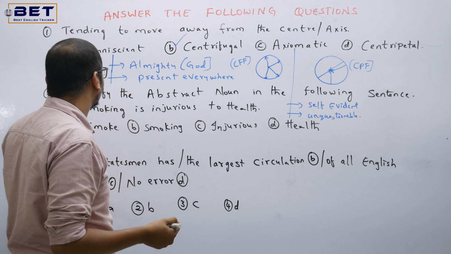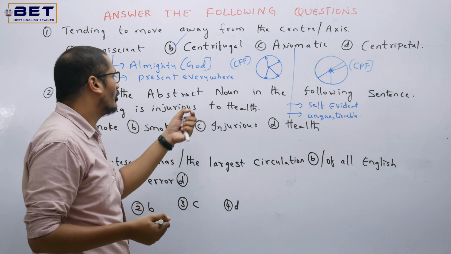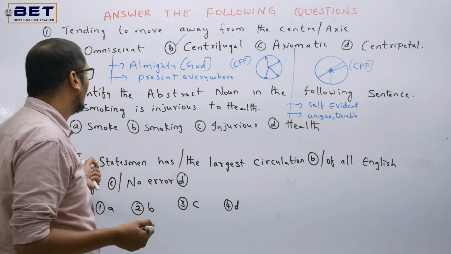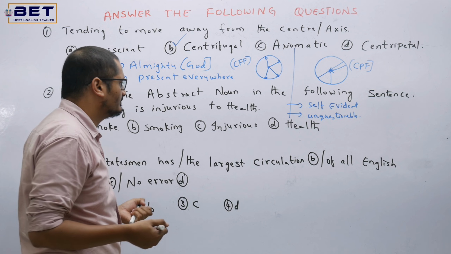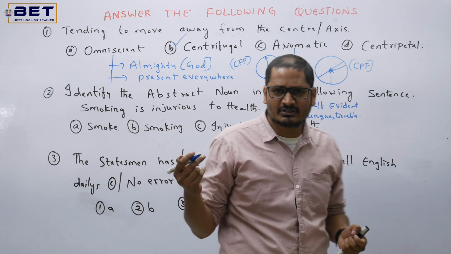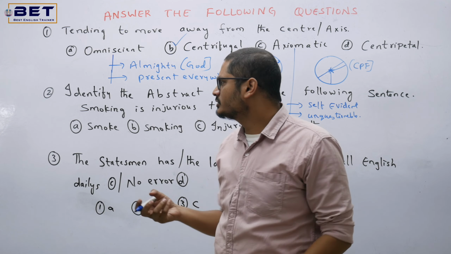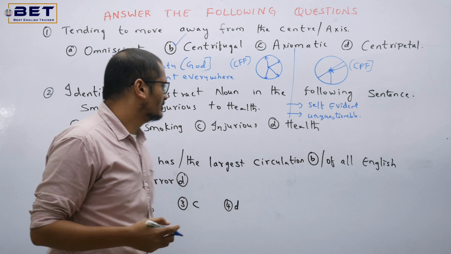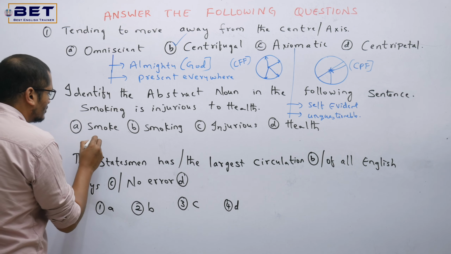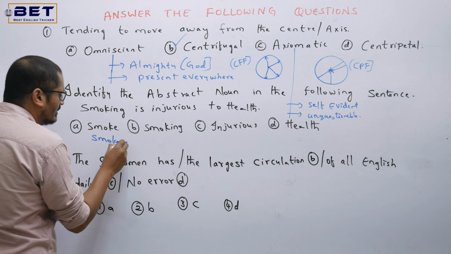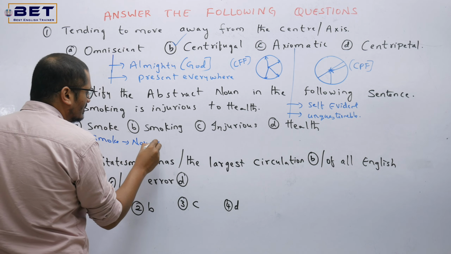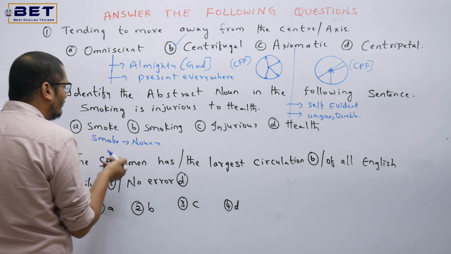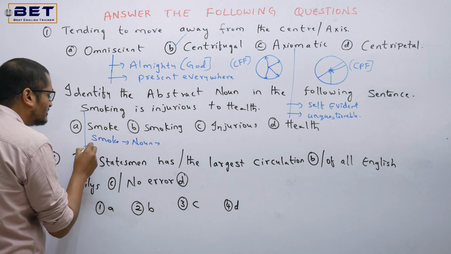Now see the second question. Identify the abstract noun in the following sentence: smoking is injurious to health. If you decode this sentence one word at a time, smoking. What is this? Smoke plus ing. Smoke is a noun, ing is the continuous form. Very simply, we can say this smoking is a gerund.